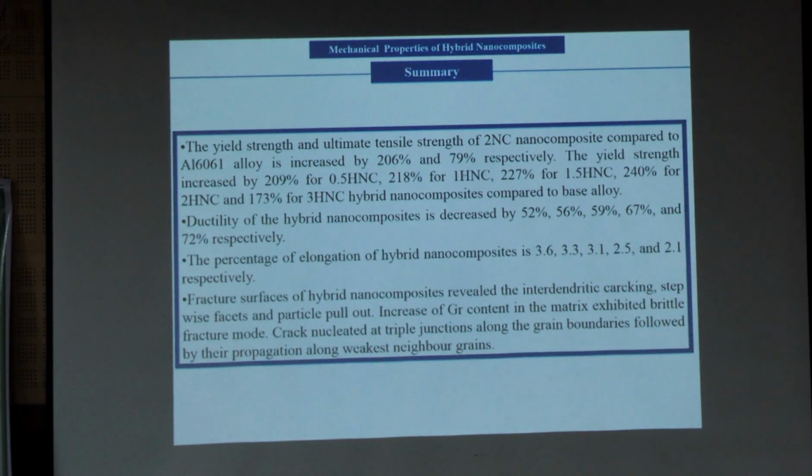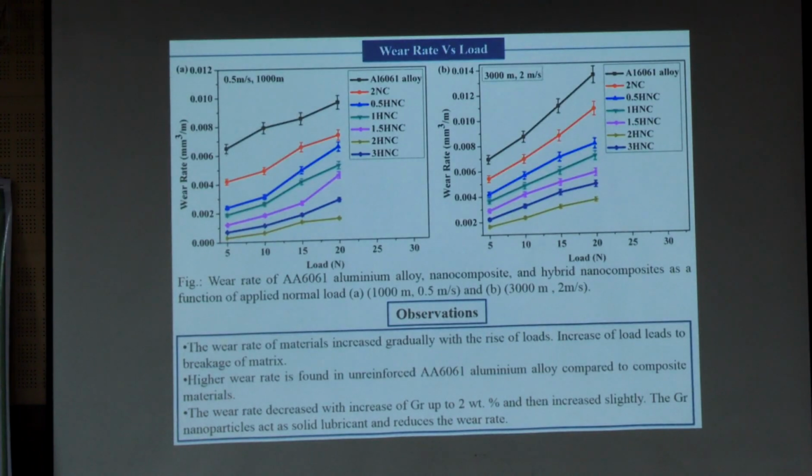So these are the tribological properties, that means we are testing the wear properties: coefficient of friction, wear resistance, etc. Here you can see the wear rate against the load. If the load is increasing, normally the wear rate increases. Obviously, if the load is high then the wear is more.